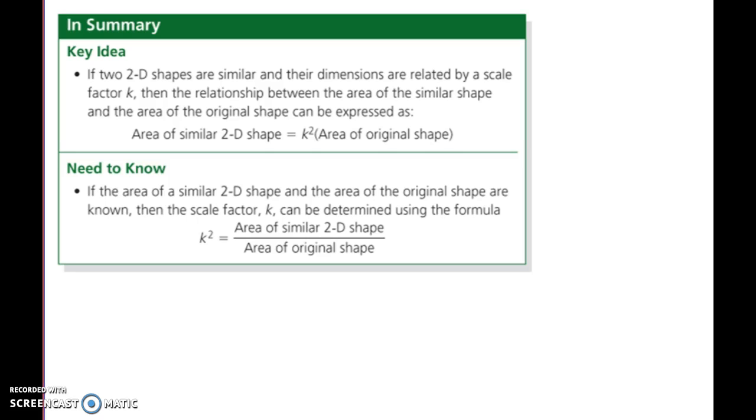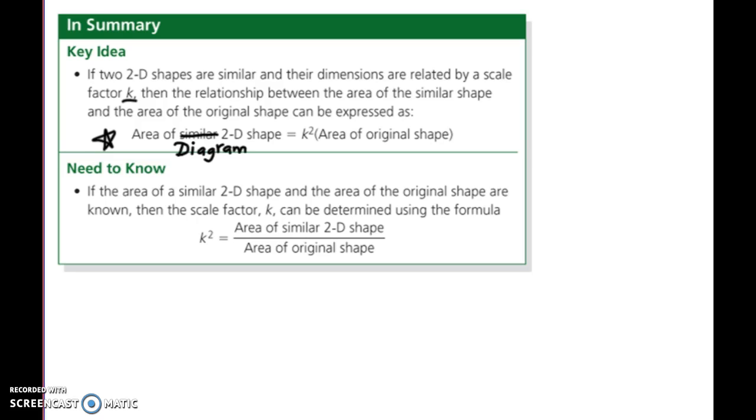If 2D shapes are similar and their dimensions are related by a scale factor, remember scale factor is K, then the relationship between the area of the similar shape and the area of the original shape can be expressed by this formula. Okay, so they use area of similar 2D shape. Instead of similar, I like to use diagram.